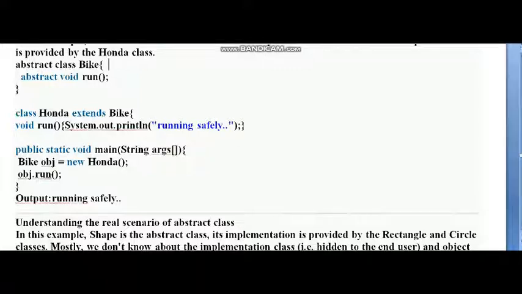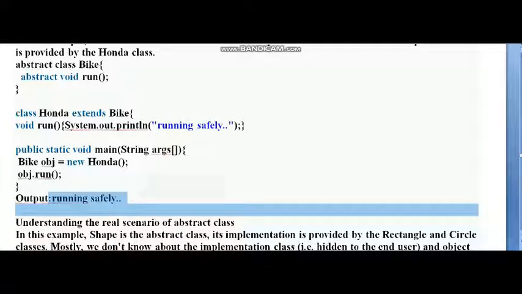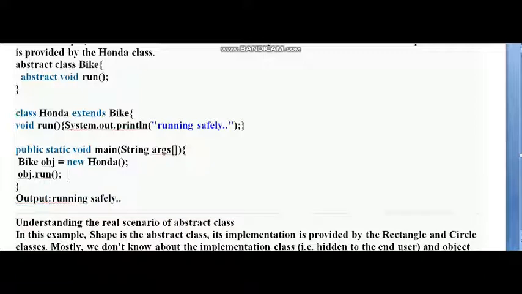And notice one thing, the implementation of the abstract function is in this class. So this is called the abstraction phenomenon in Java. The run says running safely. In the main section, you give a reference of the Bike class and make an object of Honda, and straight away call the function run on the object, and it will say running safely. So this is a basic example.